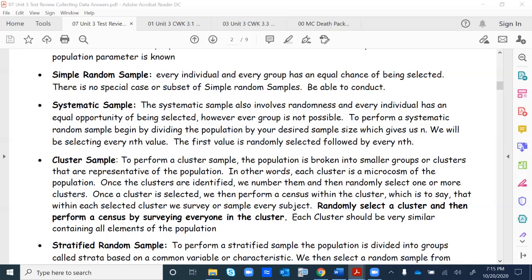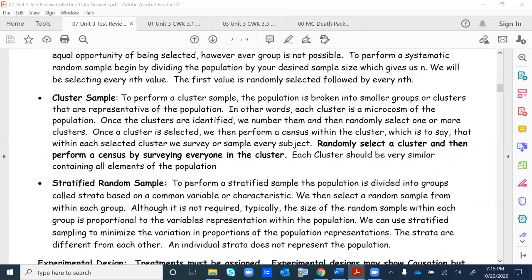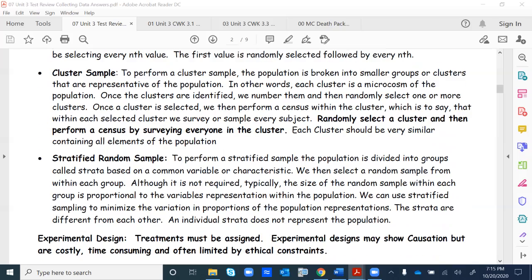The cluster sample and the stratified sample. Those two are the ones that cause the most trouble for my students typically, or the most trouble for students. So I want to spend a little time on them. With a cluster sample, we are going to break the population into smaller groups. And those little groups are microcosms of the population. In other words, a good cluster should look like the population. It should have all the elements of the population.